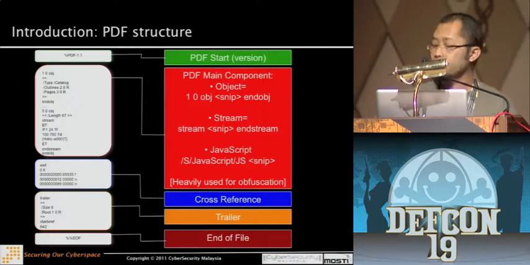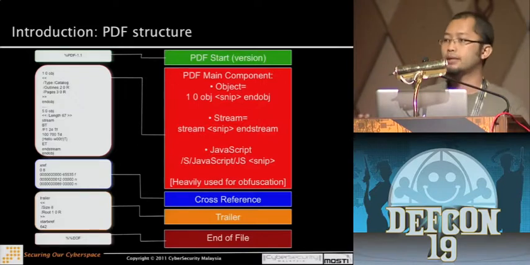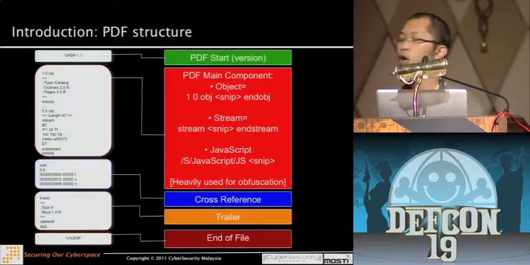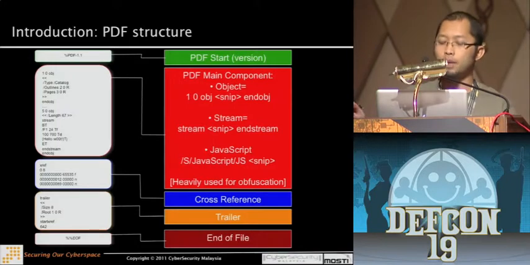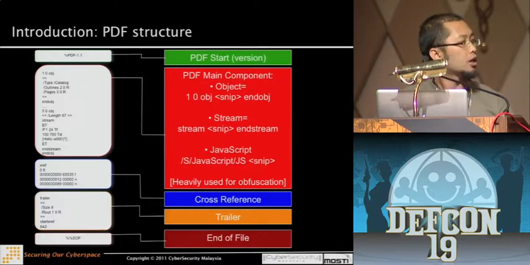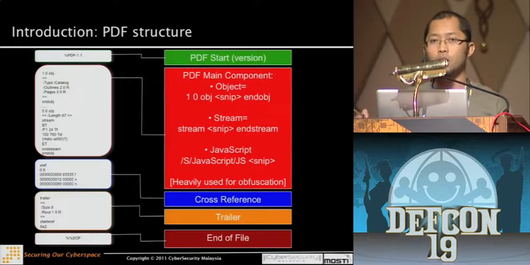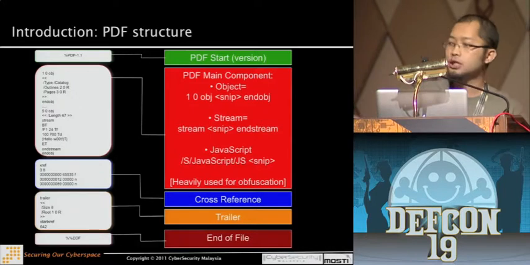On the yellow box you have the cross-reference, which defines the offset of each object. And then the last one, you have the trailer. The trailer has one major component called /Root. /Root gives you a clue, the entry point where your PDF will start when you open it. The last one is also interesting: you have %%EOF, which represents the end of file for the PDF.